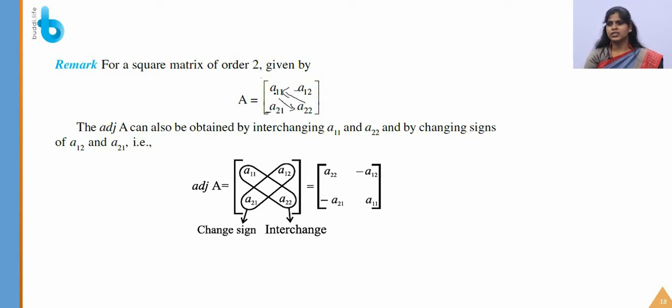That is, A22 will go as the first element, and A11 will come here, and these two elements will remain in their places, but their signs will change. That is what is given here. See, these two elements will interchange their positions and these two elements will change their sign. This is only for a square matrix of order 2 for finding the adjoint of A.